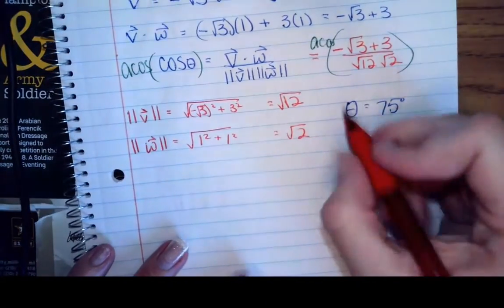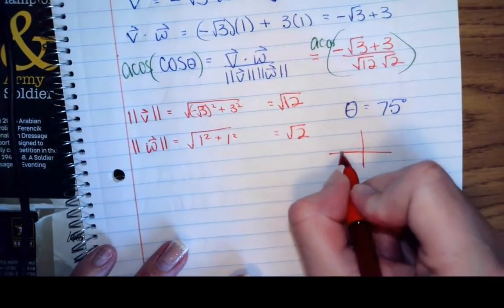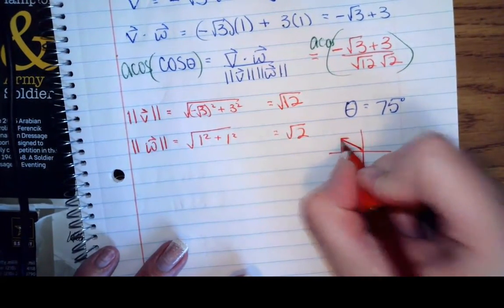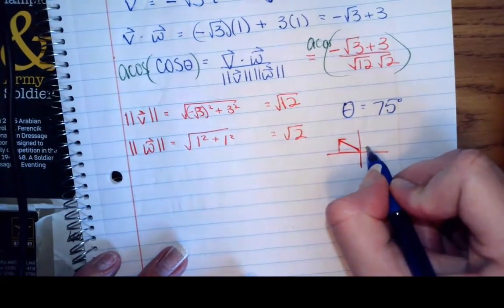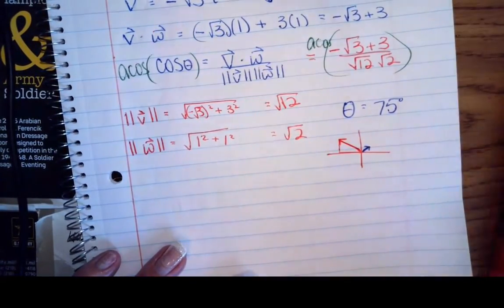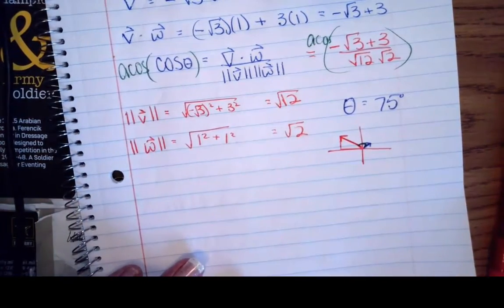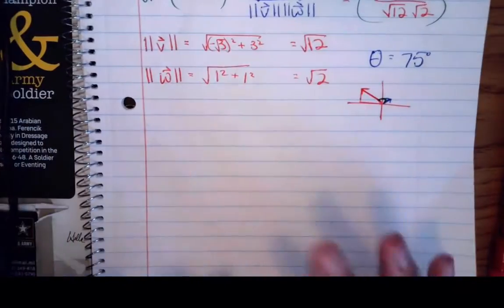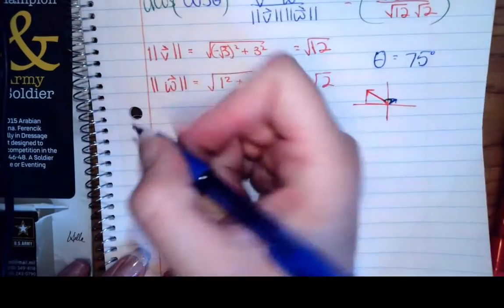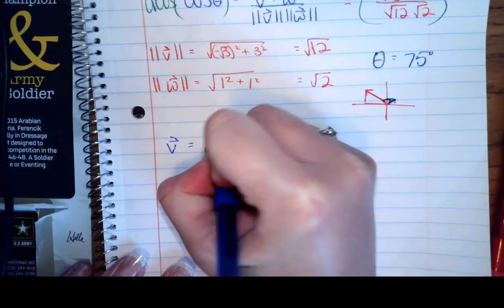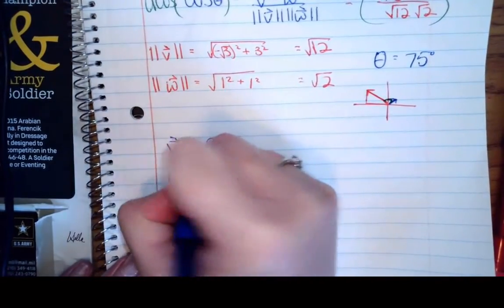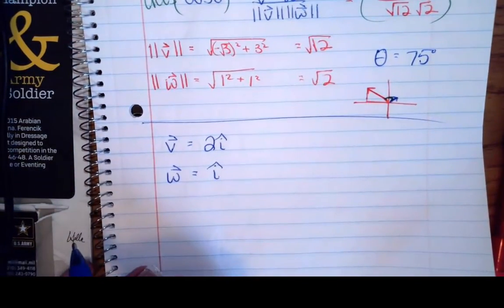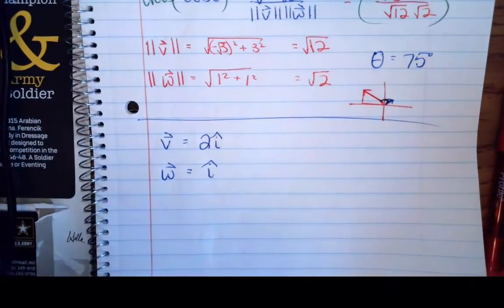So again, if you plot that, the way it looks is negative root 3, positive 3. So I get this vector. And then if I got 1 and 1, I've got this vector. So the angle between them is 75 degrees. All right, let's try another one. I have given that V is 2i, and given that W is i, I would like to know their dot product, and I would like to know the angle between them.